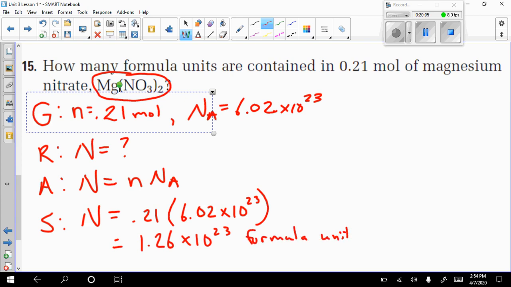Now bear in mind that each of those formula units contains a bunch of atoms, but I'm just counting. It didn't ask me for the number of atoms. It just asked me for the formula units. Okay.